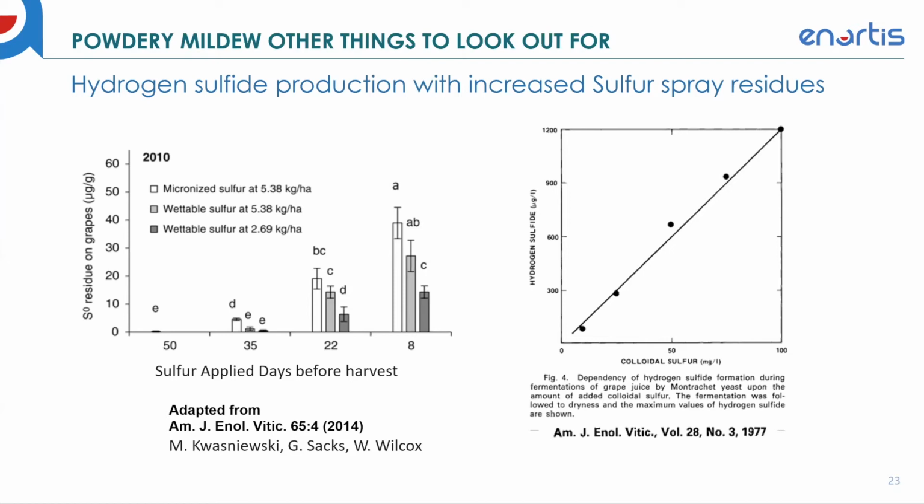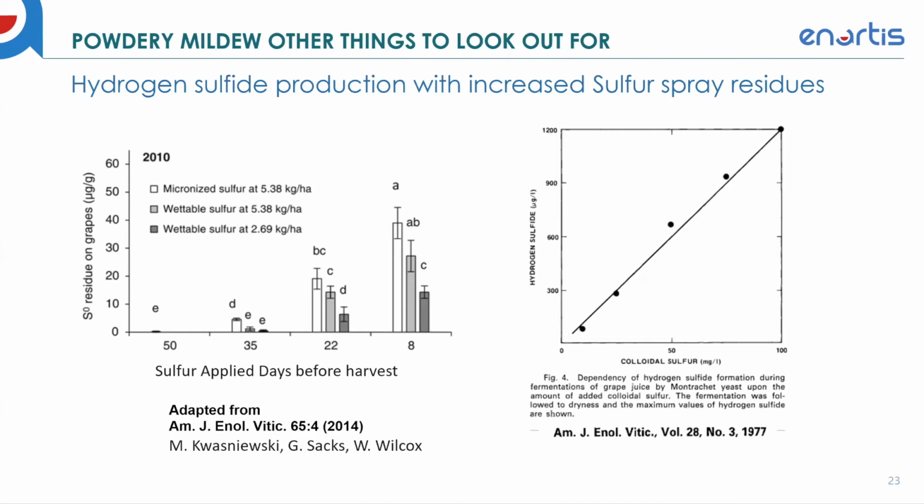But one of the side effects that can happen in the wine is that we can increase the amount of hydrogen sulfide that's produced in the fermentation if we apply more sulfur and if we apply it closer to harvest. So on the left-hand side, you can see that the closer we apply sulfur in different forms, either micronized or elemental sulfur or wettable sulfur, the closer we apply it to harvest, the more residual sulfur we'll have on the grapes when we harvest. And that residual sulfur will translate into the juice or the must.